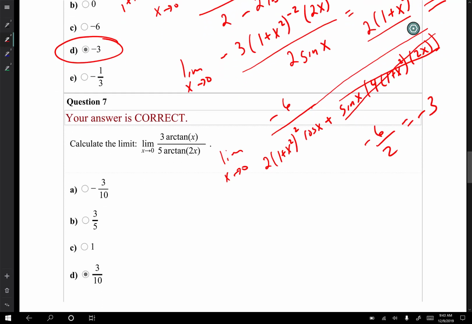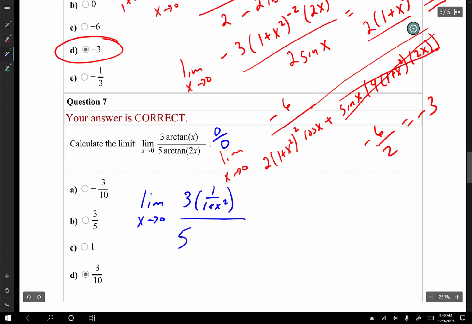So if I do direct substitution on this guy, I'm going to get 0 over 0. So I'm going to have to do derivative. So here we go. Limit as x approaches 0 of 3 times 1 over 1 plus x squared, over 5 times 1 over 1 plus 2x squared times 2. So there's a 2 right there.